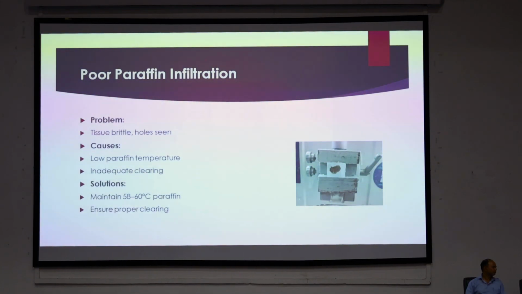Inadequate clearing. What does clearing do? Clearing makes sure that the wax gets the environment to penetrate the tissue. As wax is not miscible with alcohol, clearing removes alcohol; the xylene removes alcohol. You need to remove alcohol completely to allow proper paraffin infiltration. So here the solution is simple: maintain 58 to 60 degree paraffin temperature and ensure proper clearing.